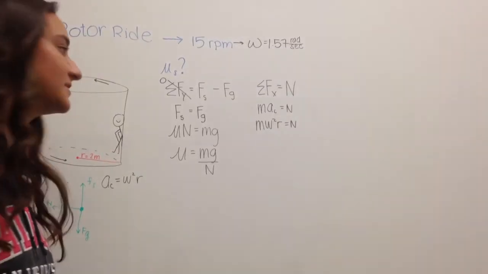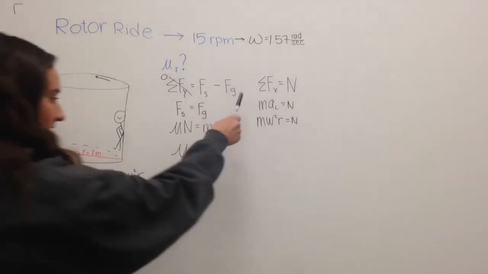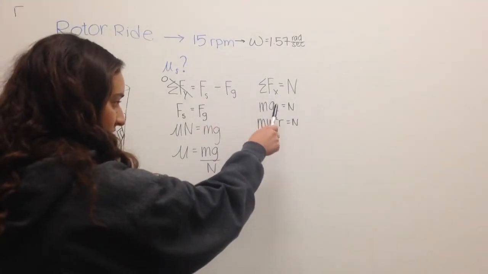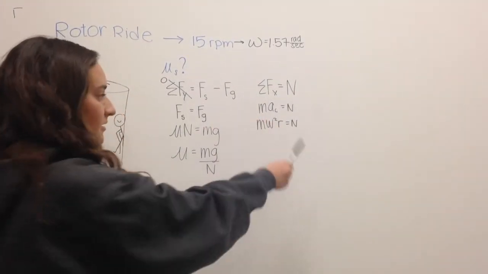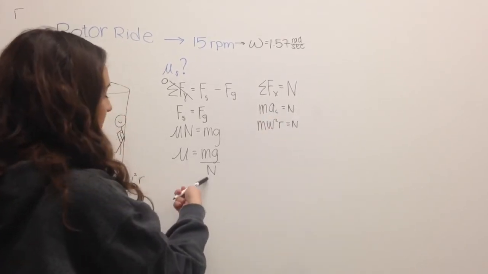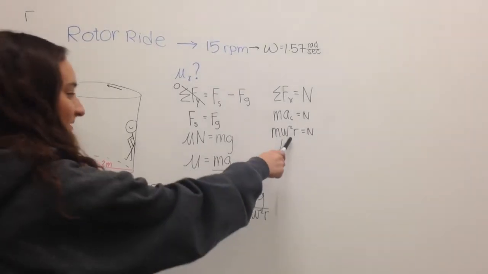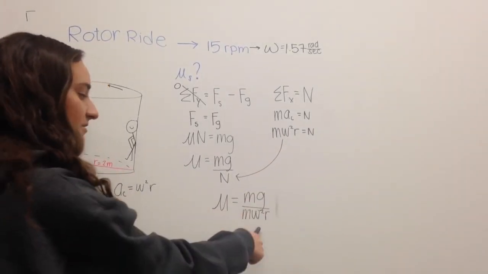Next, we're going to sum our forces in the x direction, and the only force acting is the normal force. And then it's going to be mass times centripetal acceleration because it's moving in a circle, which equals normal. And then that's the equation to find the normal, which we need to solve for mu. We're going to solve for mu, and we didn't know the normal force, but we just found it now, so we substituted in there to get this equation.